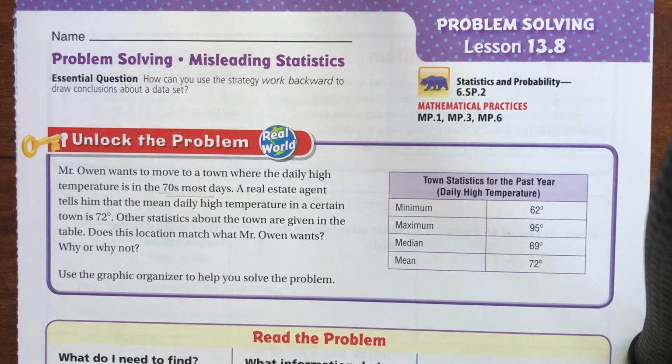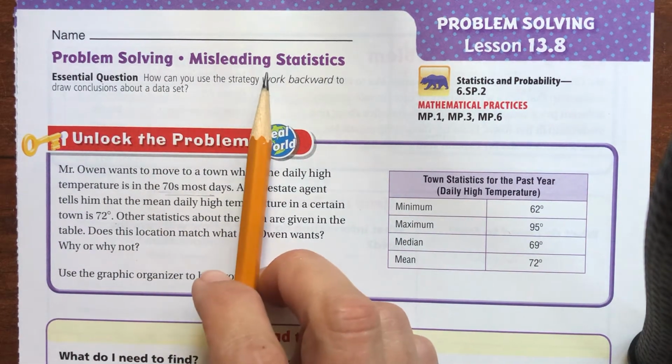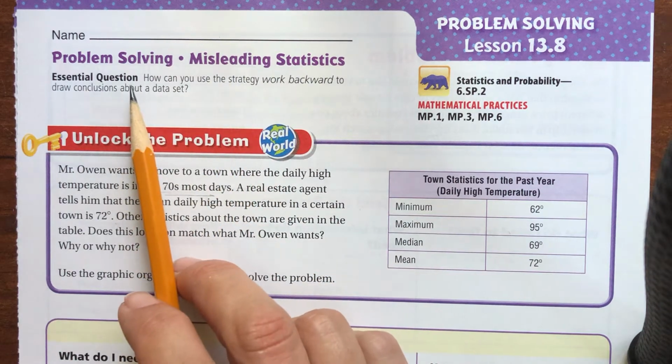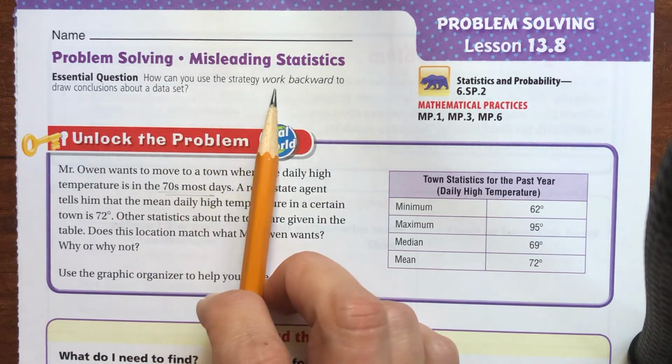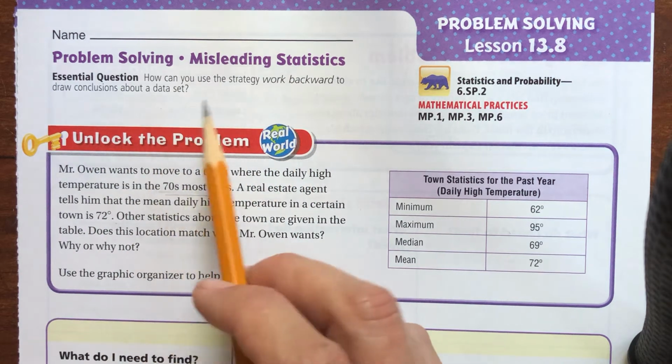The last lesson in our book, lesson 13.8, is a problem-solving lesson: finding misleading statistics. Essential question: how can you use the strategy work backward to draw conclusions about a data set?